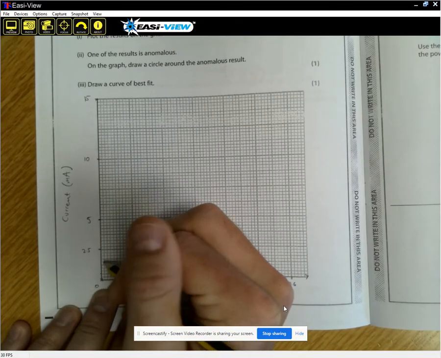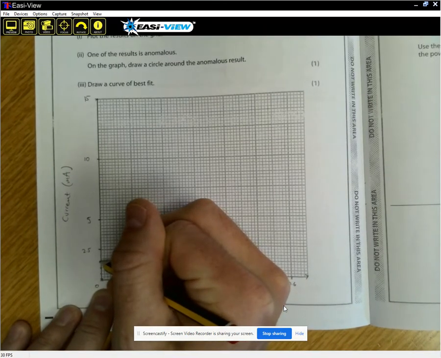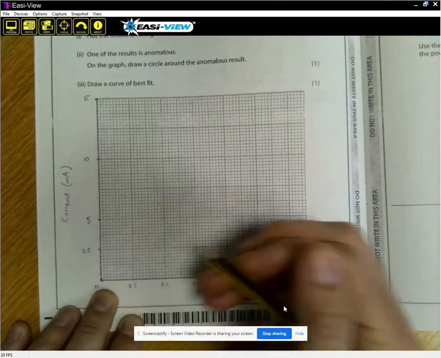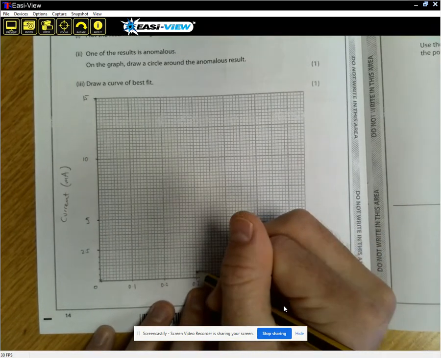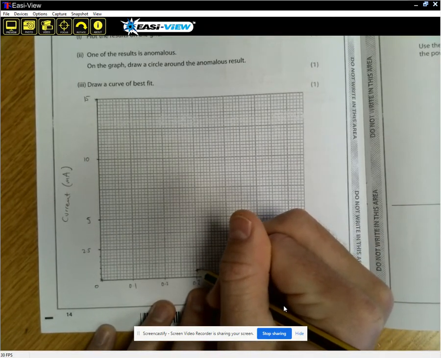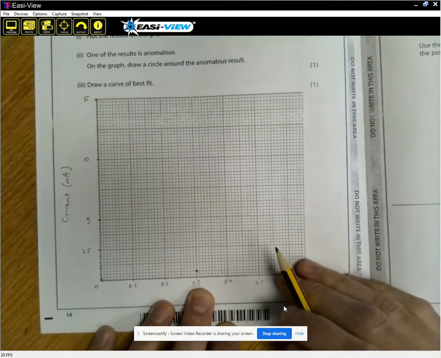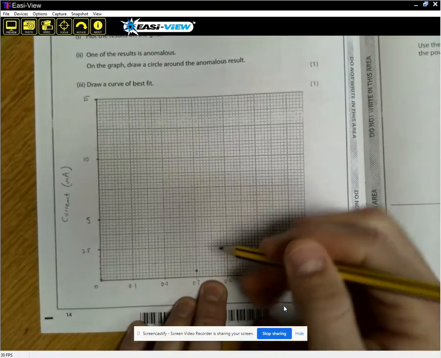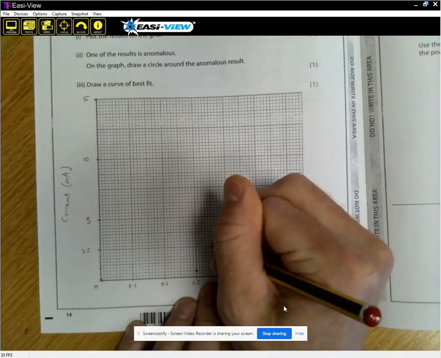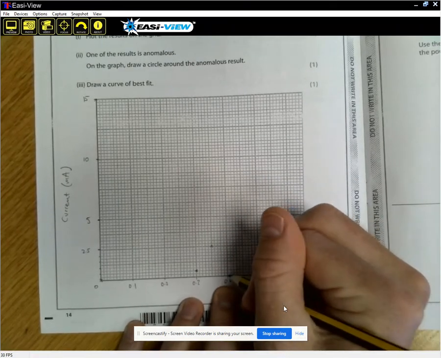So I'll just check that makes sense. 0.5, 1, 1.5, 2, 2.5, and so on. Okay, so I'm checking that. So 0.5 is here. And if I do it in pencil, I can rub it out if I make a mistake. 0.35, so halfway in between, is 2.5, so that's easy to plot. It's there. 0.4 is 1.5, so I'm spotting something strange here.